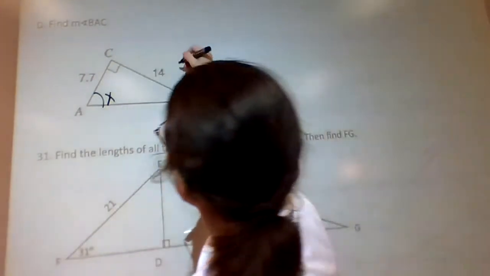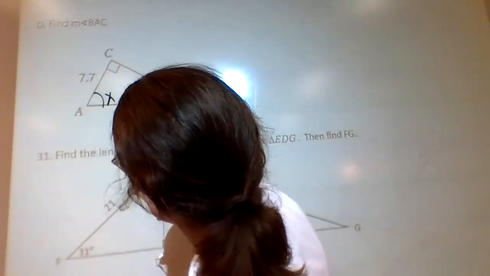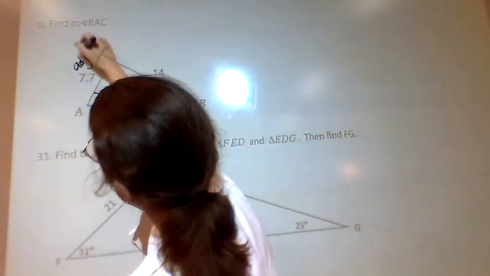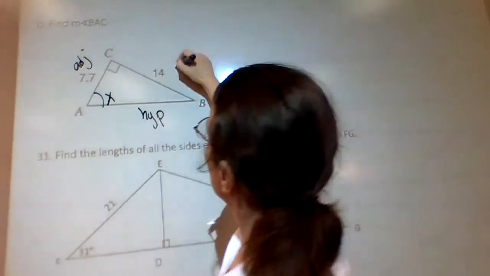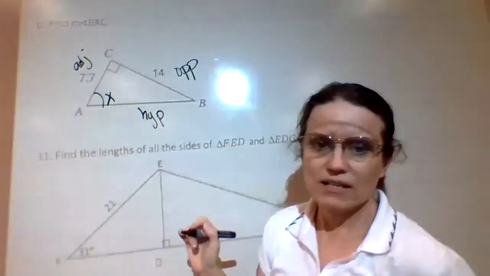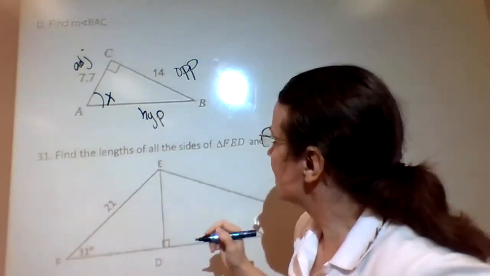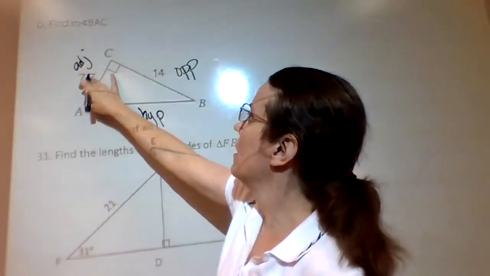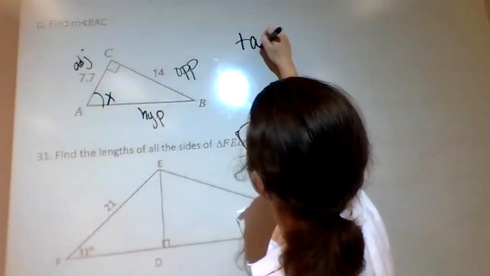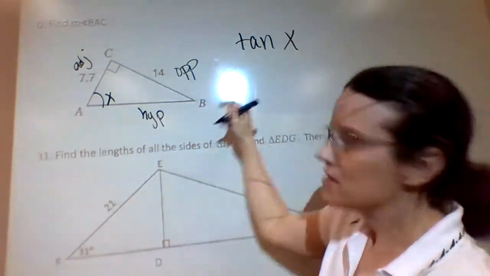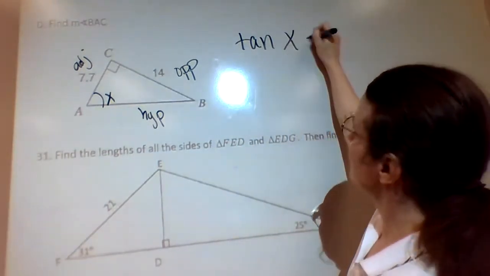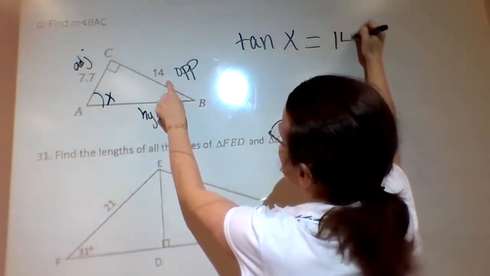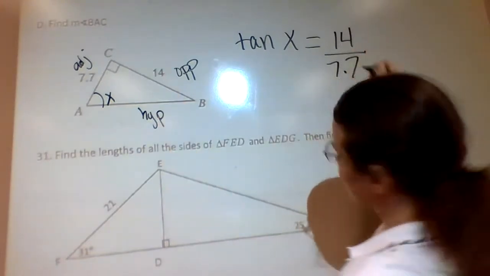And so, okay, here I have my hypotenuse. Here is the adjacent side to the angle I'm looking for. And here's the opposite side to the angle I'm looking for. And so I go, okay, if I have adjacent and opposite are the things I know, that's going to tell me to use the tangent function. So if I tangent my x, that gives me the opposite over the adjacent.